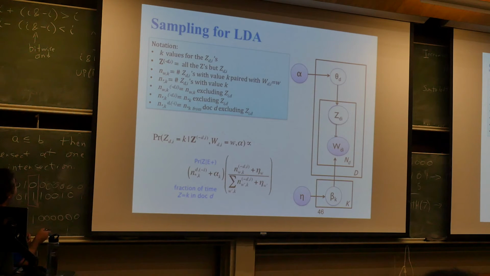So here's the notation again. We've got K different values, just numbers 1 through K for all these Z's. This is the latent variable associated with document d at position i. If I put a minus in front, that's all the Z's except for one of them. This is the number of times that topic has occurred paired with that particular word, the word that appears here. This is the same thing but marginalizing out the word. This is the number of Z's that have value k. This is that same number excluding that one position. This is that same sum excluding that one position. This is all the things from the same document, but excluding the ith position.